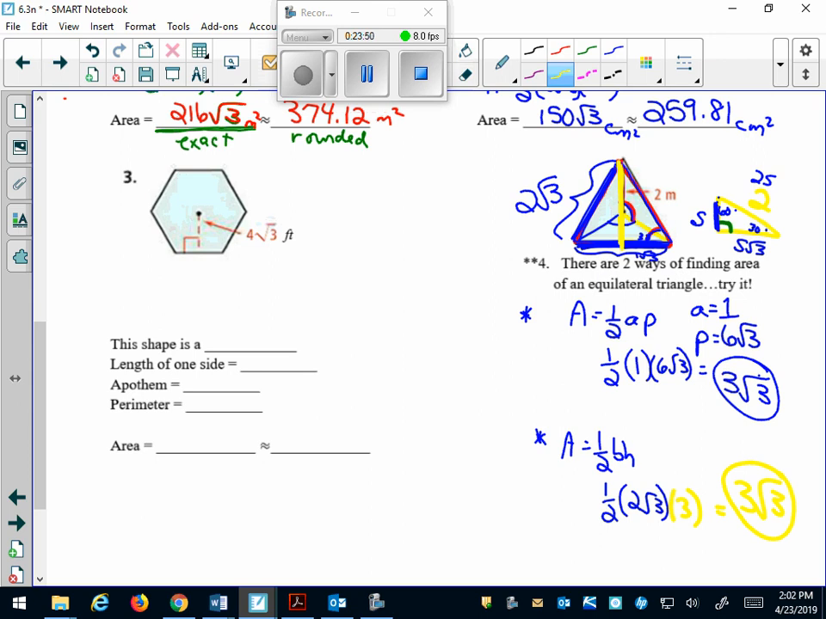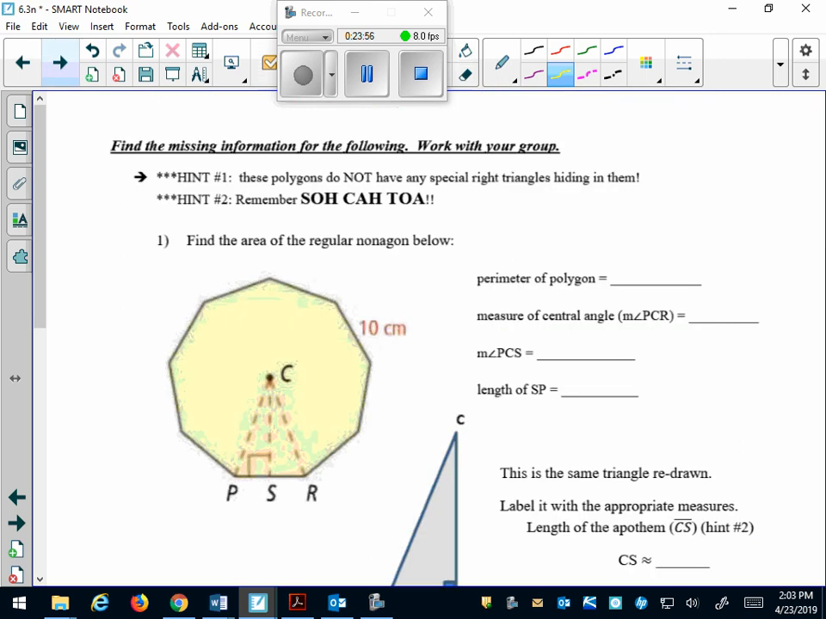So it doesn't matter how you do it. Remember that 1/2 AP works if something is a regular polygon. So it's an option as long as all the sides are congruent and all the angles are congruent.